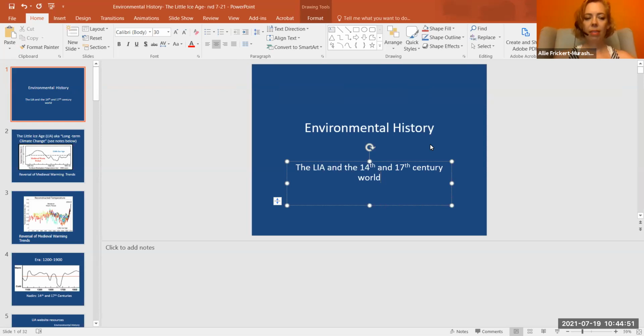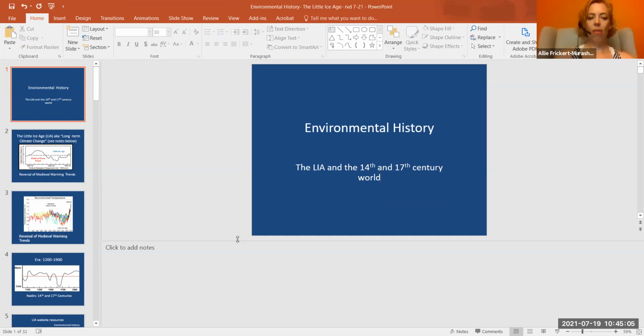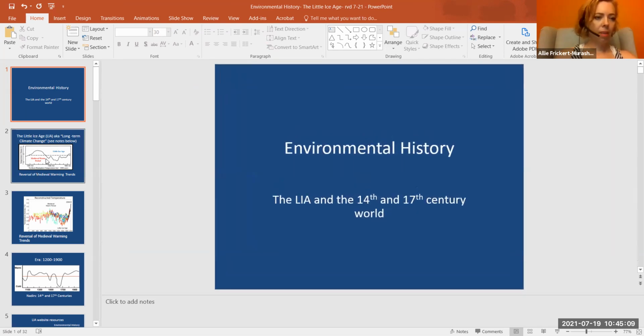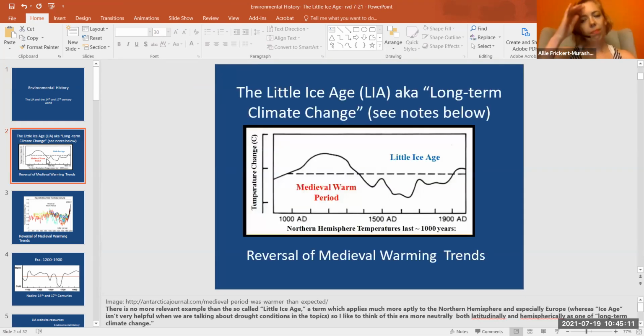I'm just going to explain some of the theories about the causes and give a quick overview of some of the impacts. And then there's lots of linked resources that you can find in the slides themselves, and you can look at those on your own. Okay, so let's start with, first of all, what is a little ice age?